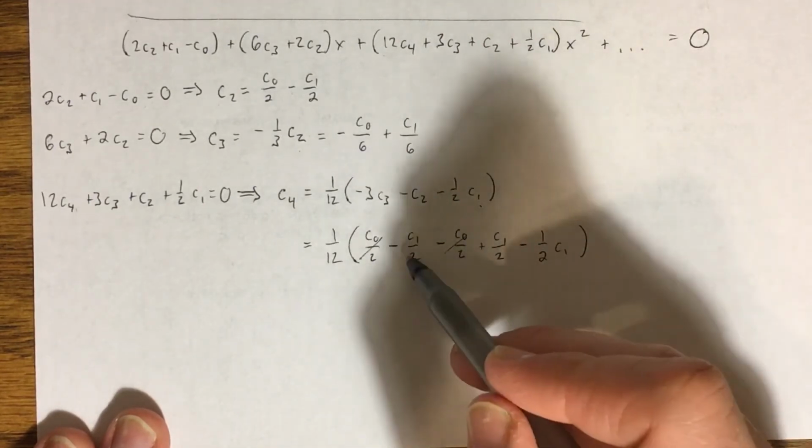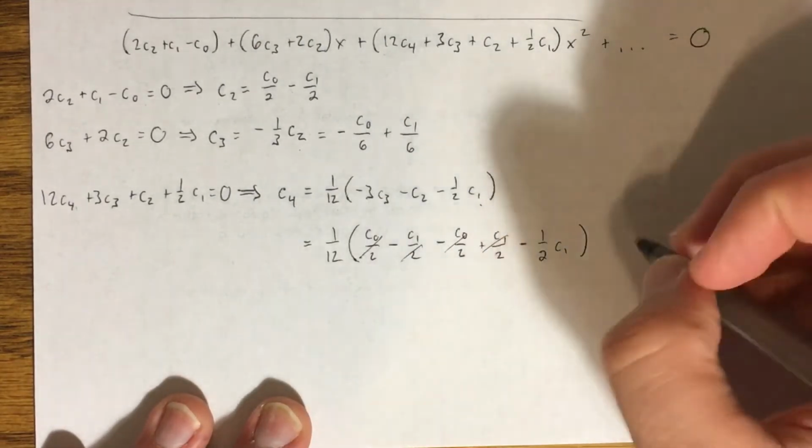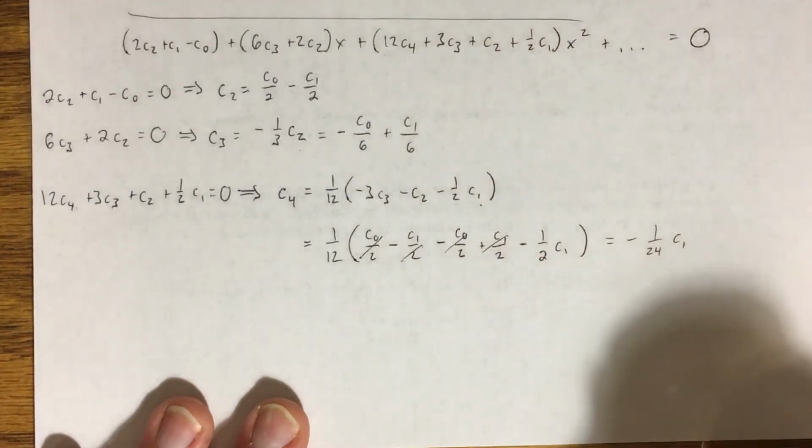Notice cancellations happening here and here. That's going to be 1/12 times negative 1/2 C1, which is equal to negative 1/24 C1. Okay?